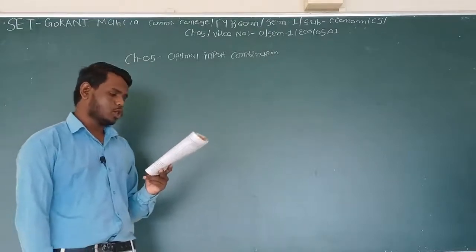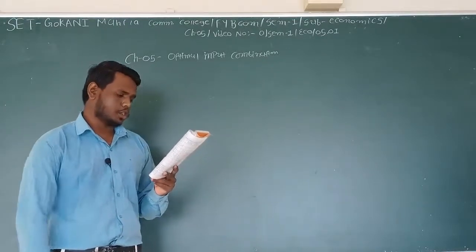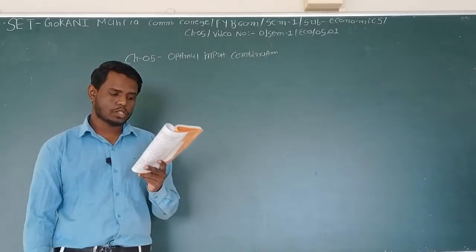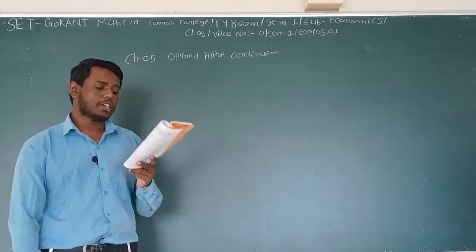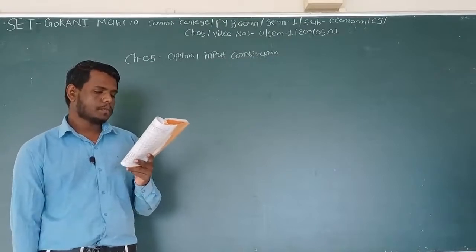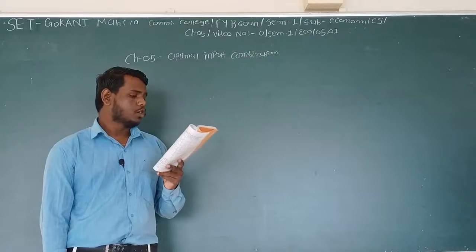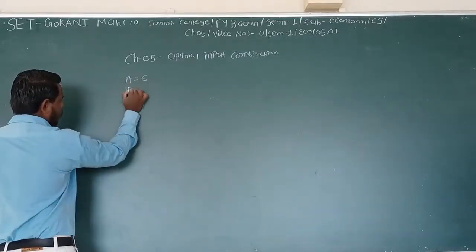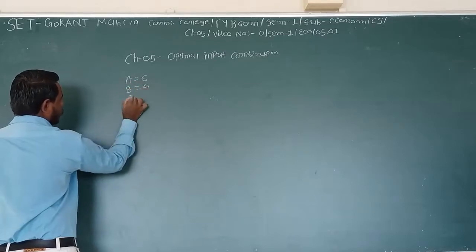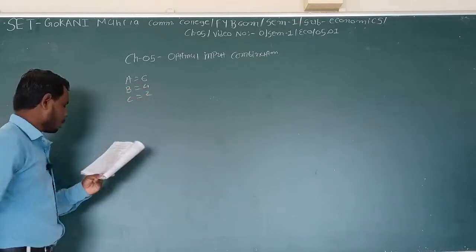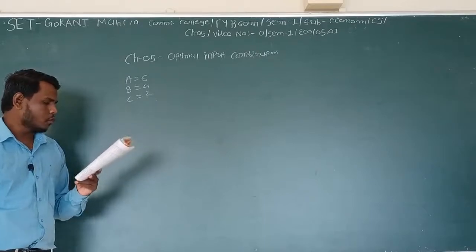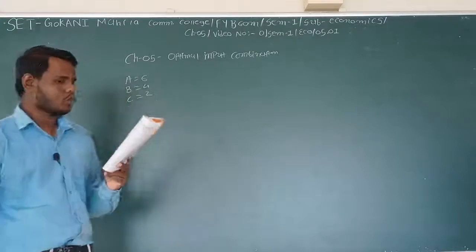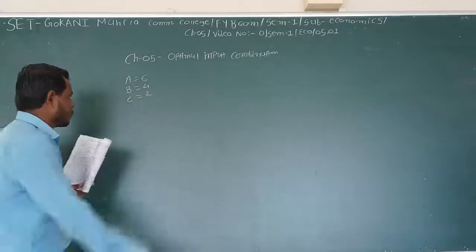Let us understand the process of optimal input combination with an illustration. Suppose a firm employs A, B and C inputs for production. A, B and C are priced at 6 rupees, 4 rupees and 2 rupees respectively. It means the price of A is 6, price of B is 4 and price of C is 2. Now on these three inputs, a total cost of rupees 122 will be spent.